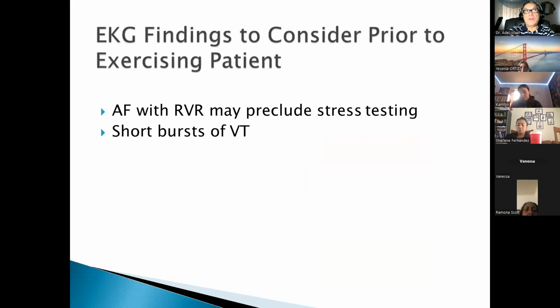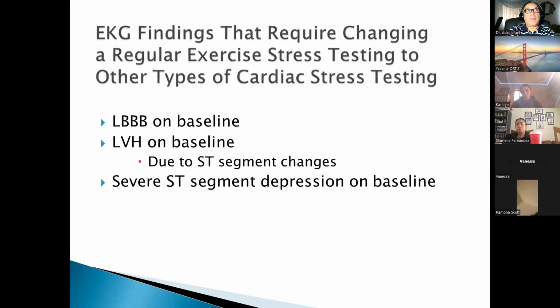EKG findings to consider prior to exercise: AF. What is AF? Atrial fibrillation. Okay. Short bursts of VT. What is VT? Ventricular tachycardia. So this can be a warning to me: take care.